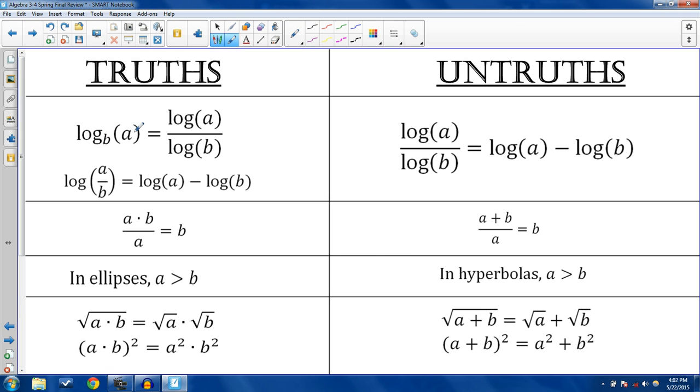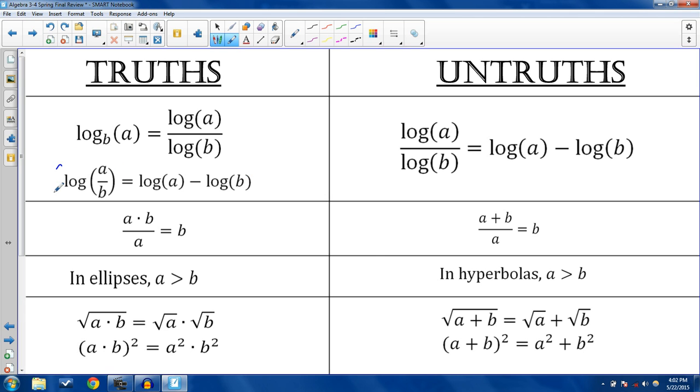If you take log base b of a, if you want to use the calculator, that is log of a over log of b. Now there is a property: if you take the log of a fraction, you get to subtract two different logs with those values, log of a minus log of b.